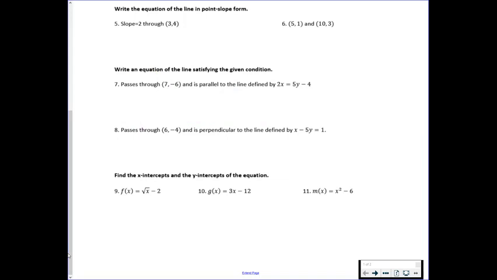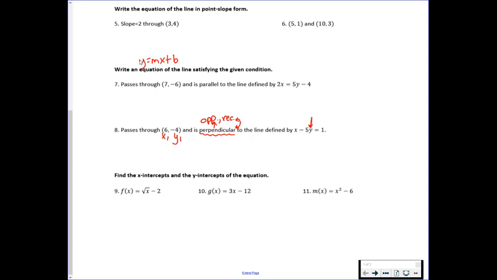Okay, let's go ahead and try number 8. Again, we're writing the equation of a line, y equals mx plus b, passing through the point x1, y1, 6, negative 4, and is perpendicular to the line defined by x minus 5y equals 1. So first thing I need to do is find my slope. Well, if my lines are perpendicular, remember those have opposite reciprocal slopes. Reciprocal, remember, just meant take a fraction and flip it over. So opposite reciprocal slopes.